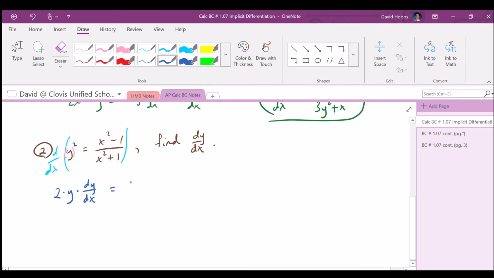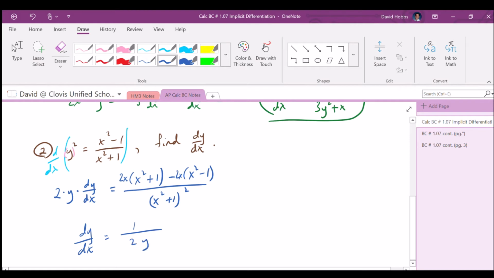So low d high, which is 2x, although I'm going to put the 2x in front here, minus high d low. The d low is 2x. I'm going to put that out in front. All over low low. Okay, now I'm trying to solve for dy dx, so I get dy dx equals 1 over 2y times, okay, let's clean this stuff up right here.